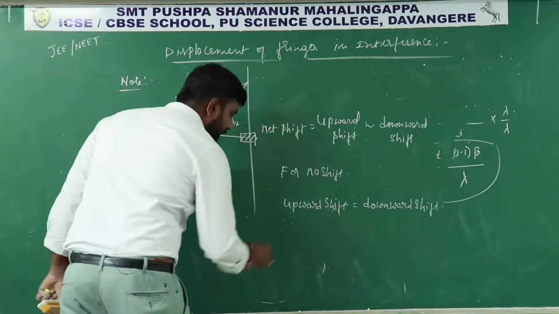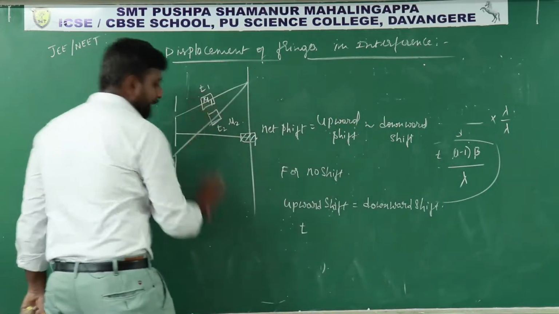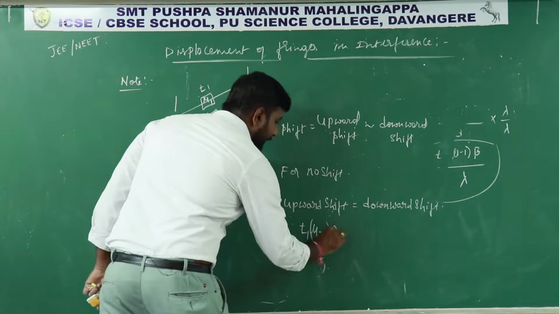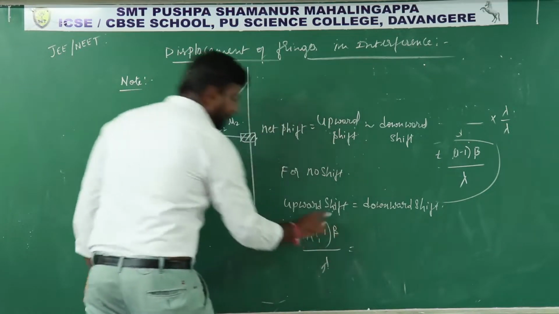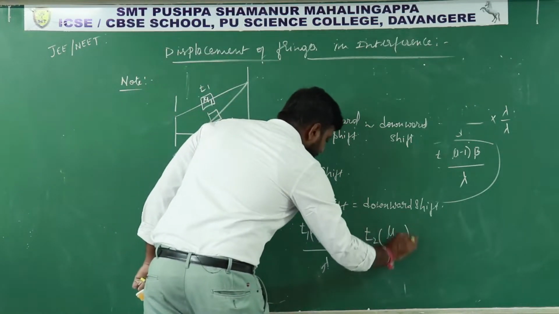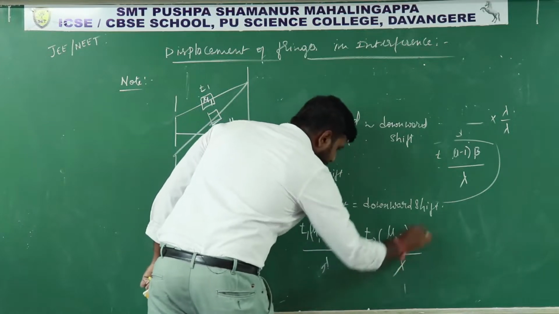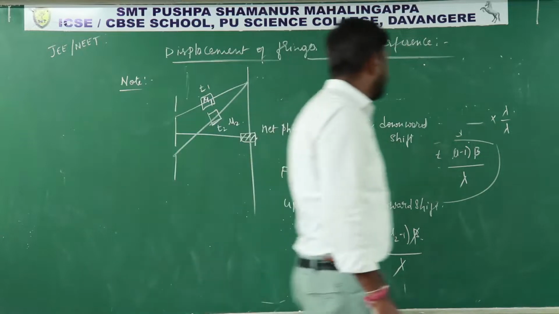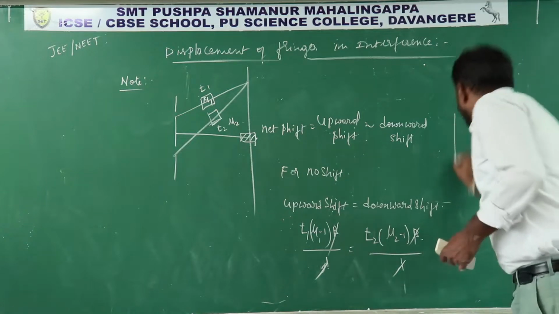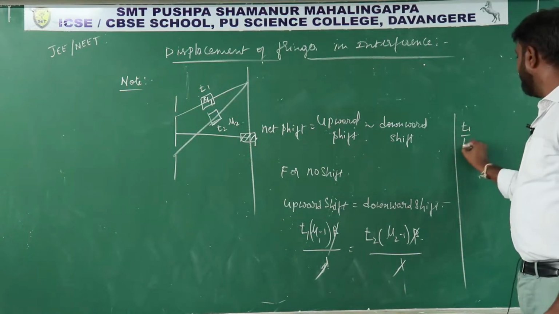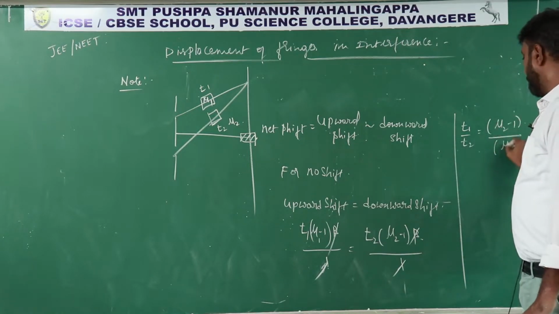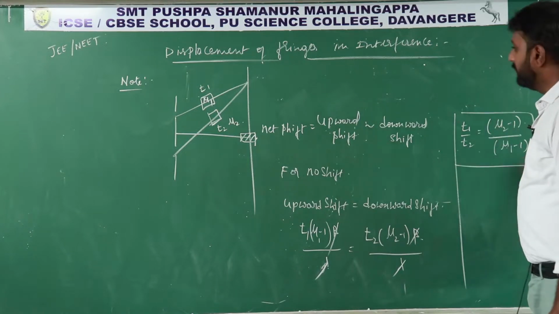Then the formula for upward shift: the thickness is T1, mu 1 minus 1, beta by lambda, is equal to, beta by lambda is the same, T2 of mu 2 minus 1 beta by lambda. Then beta by lambda will get cancelled. Now we can write the formula for the no shift condition: the ratio T1 by T2 is equal to mu 2 minus 1 divided by mu 1 minus 1. Remember this formula for no shift.